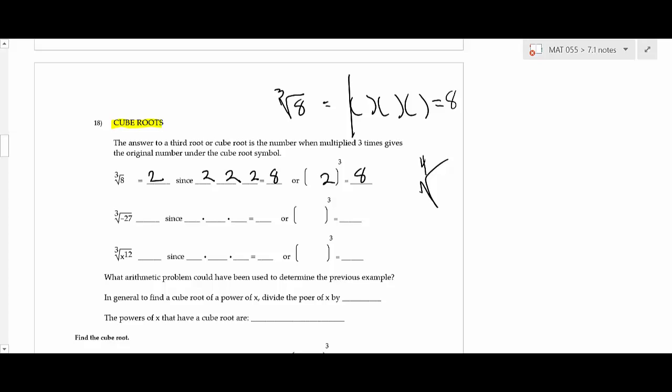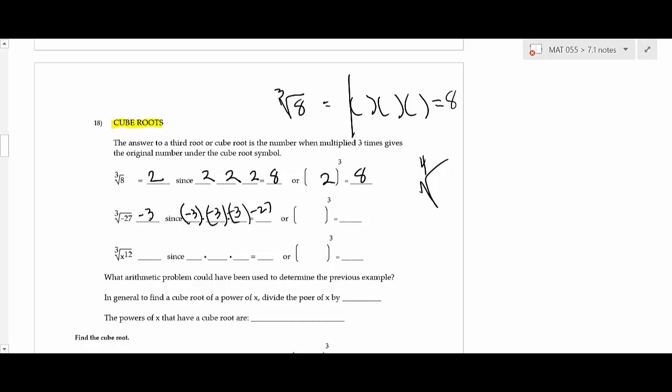You find something you multiply out 4 times that gives you the number. That's what it is. That's the extension of the idea. If we have this one, what number would you multiply out 3 times that would give you negative 27? Negative 3. Right. So the answer to this problem is negative 3.